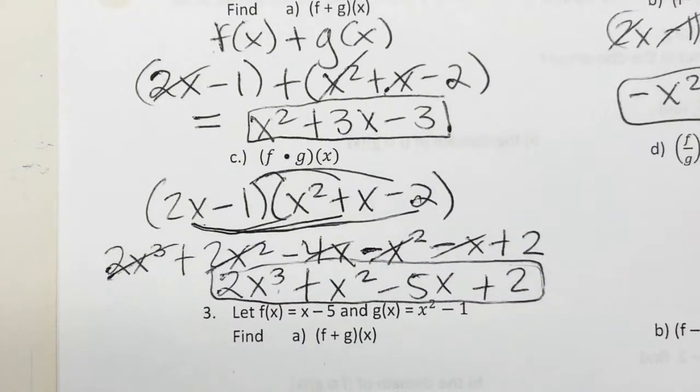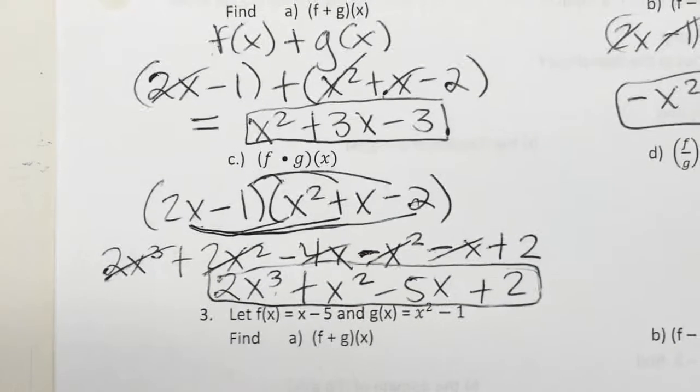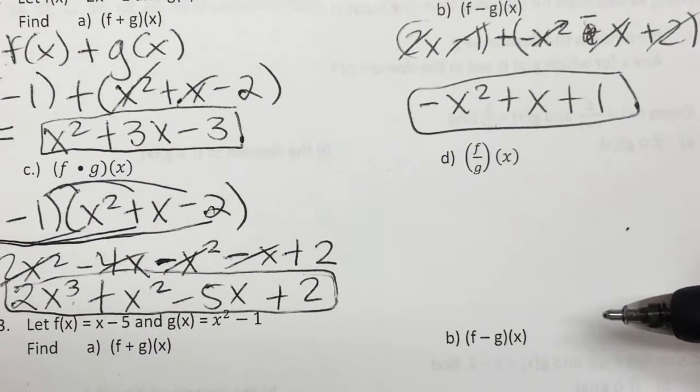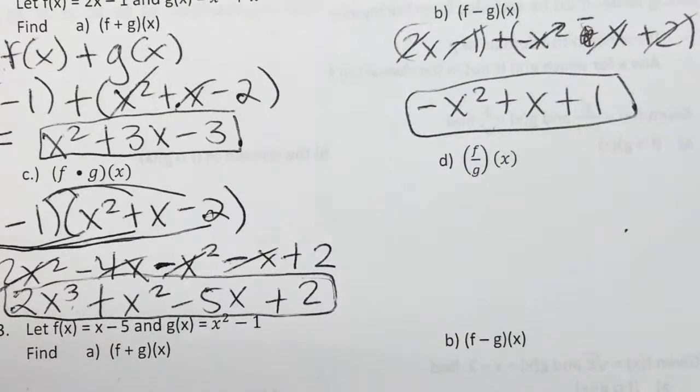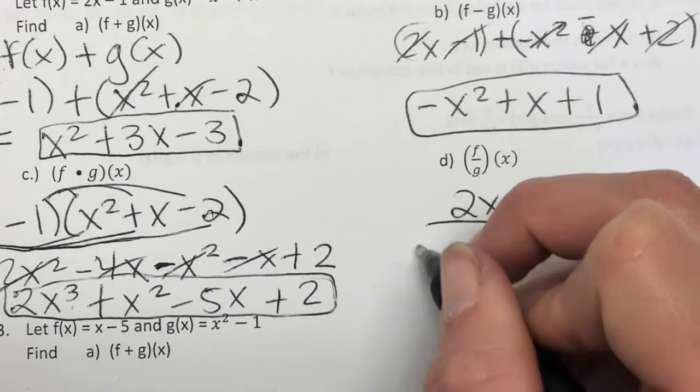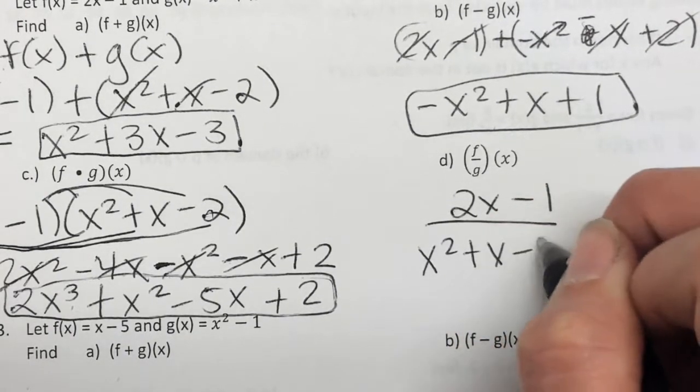Questions about that one? Alright, division's probably the easiest one. First of all, does order matter when we divide? Yes, because what is 6 divided by 2? That would be 3. But 2 divided by 6 would be 1/3. It does matter. So F will go on top, 2x minus 1, and x squared plus x minus 2 will go on bottom.